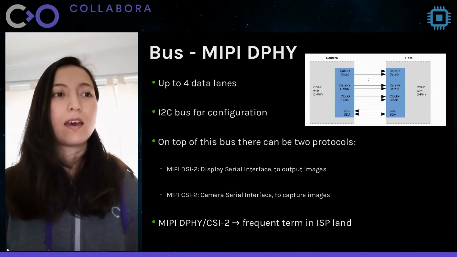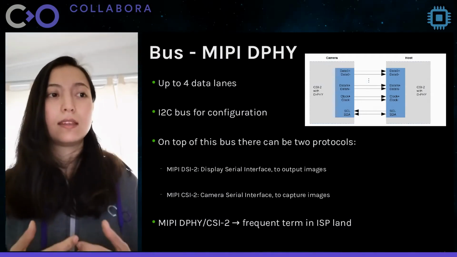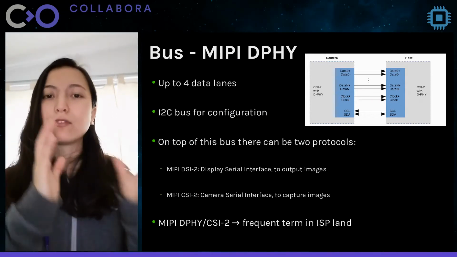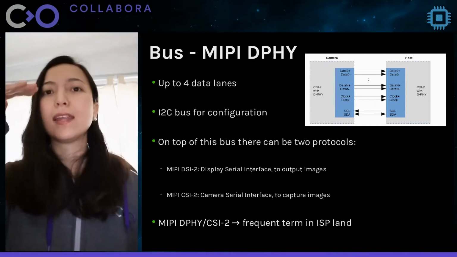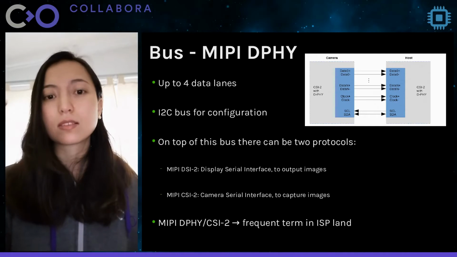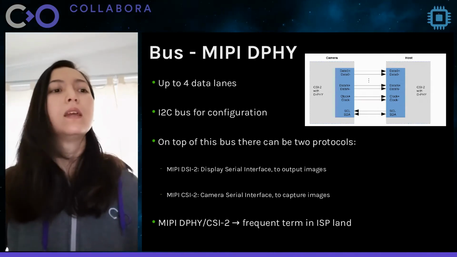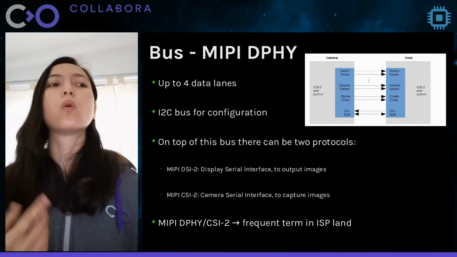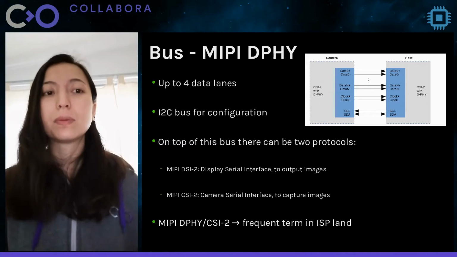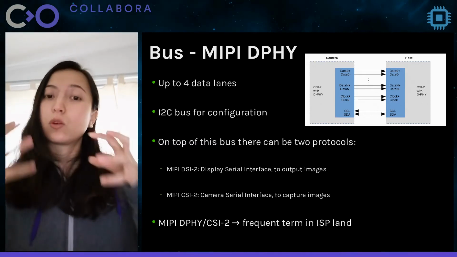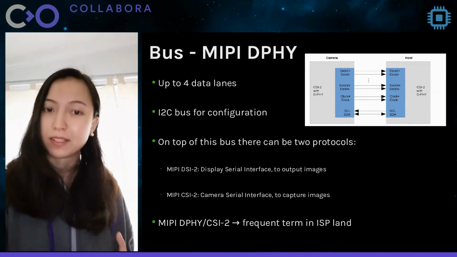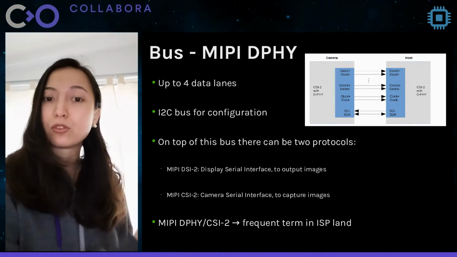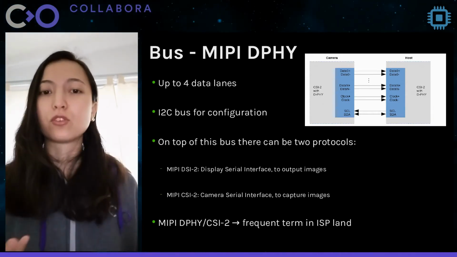This bus can have up to 4 data lanes, and it also has an I2C bus for configuration. So in this image on top, we have the camera connected with the host, and we have several data lanes, some clocks, and then the I2C bus. On top of this bus, we can have up to 2 protocols. One is the DSI2 for display serial interface, when the computer wants to output image to somewhere, usually a display. And the other one is the CSI2, the camera interface, to capture image from somewhere to the computer, usually from a camera sensor.